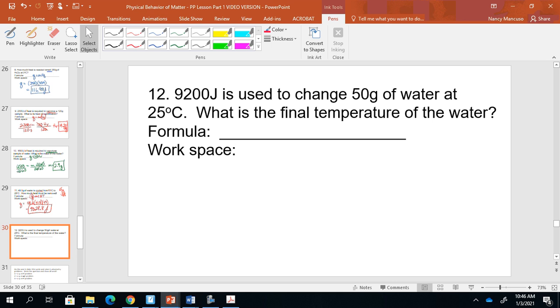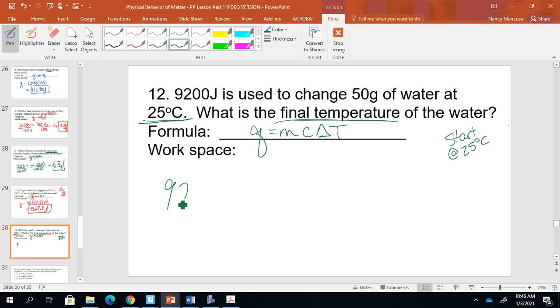9,200 joules is used to change 50 grams of water at 25 degrees. What is the final temperature of the water? Okay, so it's changing temperature. So I want Q equals MC delta T. And I know I'm starting at 25 degrees Celsius. So 9,200 joules of water is equal to 50 times 4.18 times delta T. So change in temperature is what I'm finding.